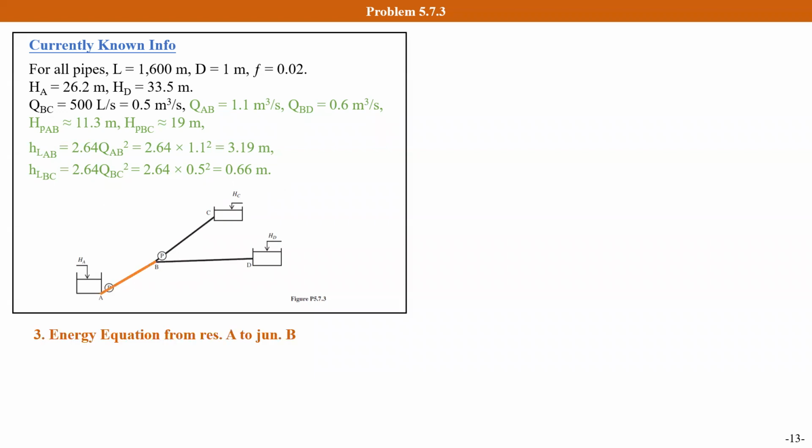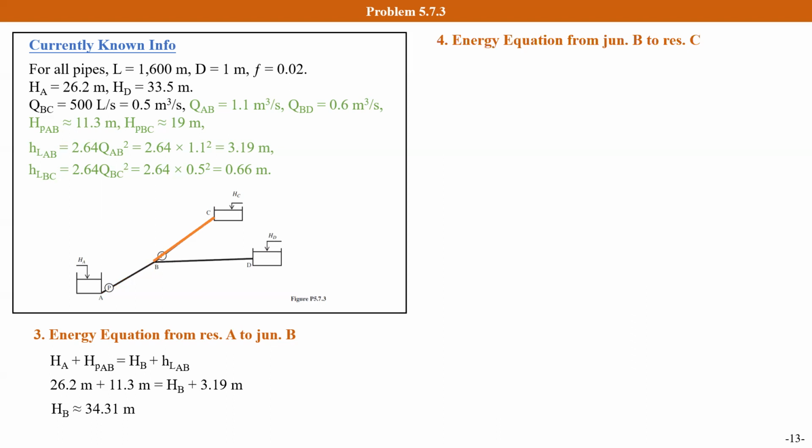So the next step, let's consider calculating the water surface elevation at point C. To do that, we need to use the energy equation from point A to B. Because the total energy at point A plus the energy provided by the pump equals the total energy at point B plus the head loss from point A to B. If we bring the values back to this equation, we could get the total energy at point B, close to 34.31 meters.